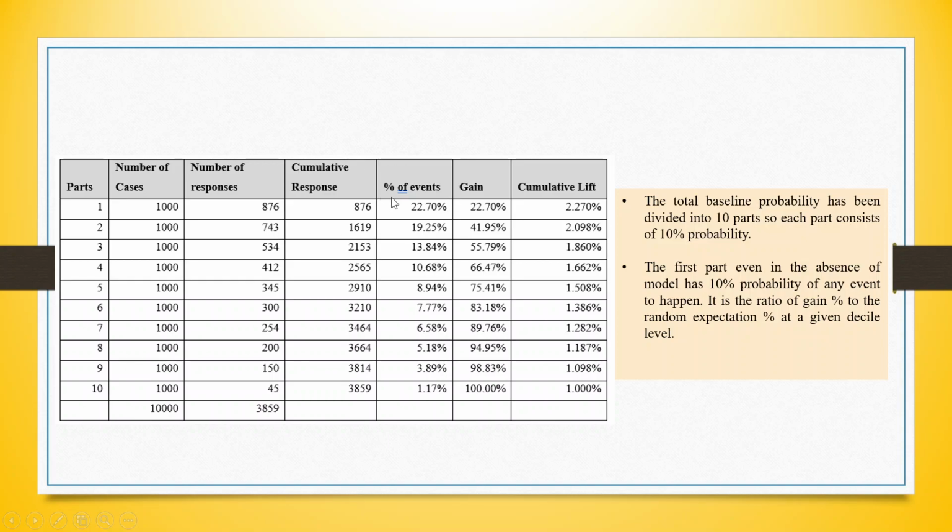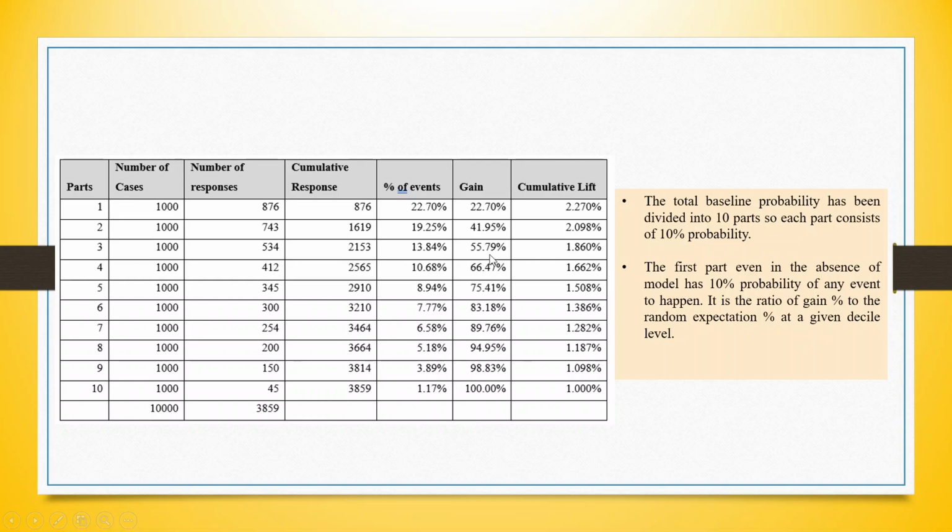So what is the percentage of events which happened in the first 1,000? It will be 876 divided by 3859, which will give me 22.7 percentage. In the second part, the percentage of events will be 743 divided by 3859. The gain is 22.7 percentage plus 19.25, which is 41.95. Again, 41.95 plus 13.84 is 55.79.